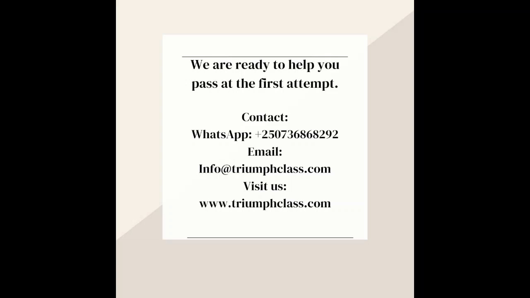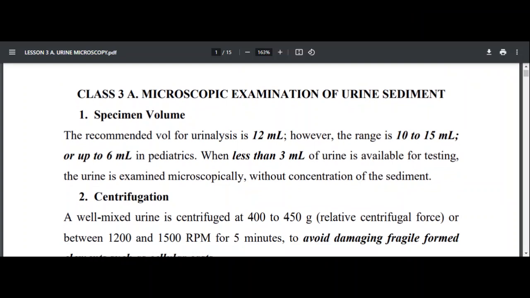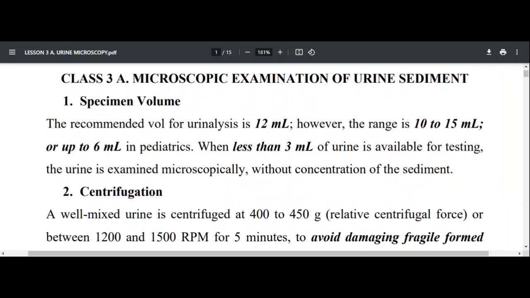So, microscopic examination of urine sediment. The urine volume for microscopy is recommended to be 12 milliliters, but a range of 10 to 15, or sometimes 6 milliliters for pediatrics, is allowed in the lab. When less than 3 milliliters of urine is available for testing, there is no sedimentation or concentration of the sediment.